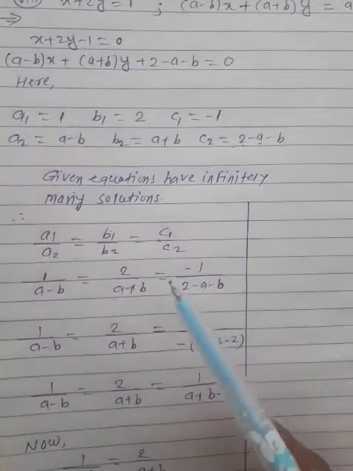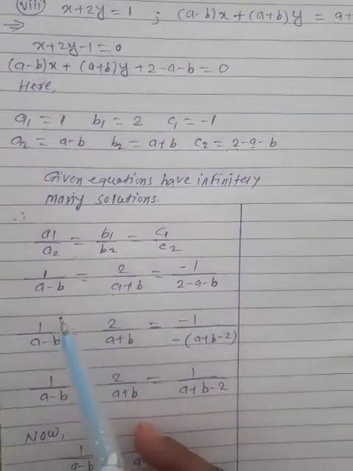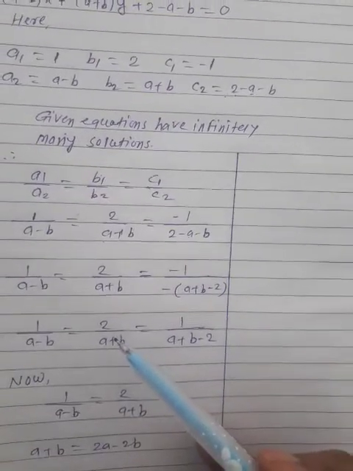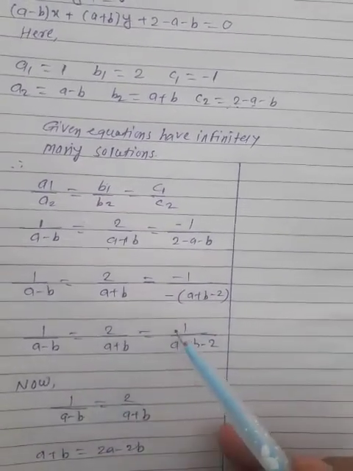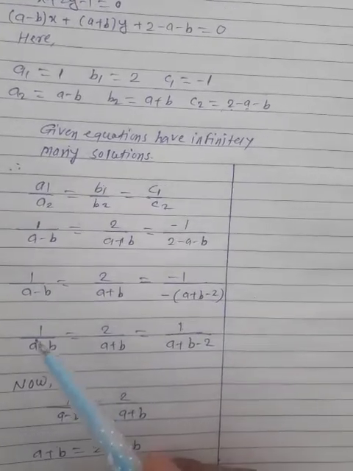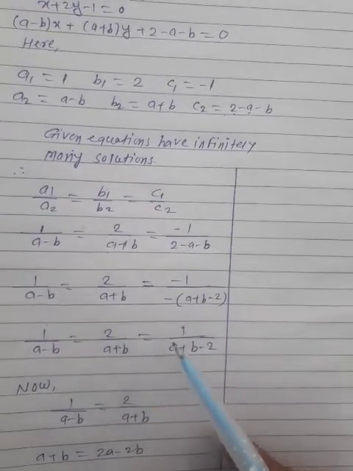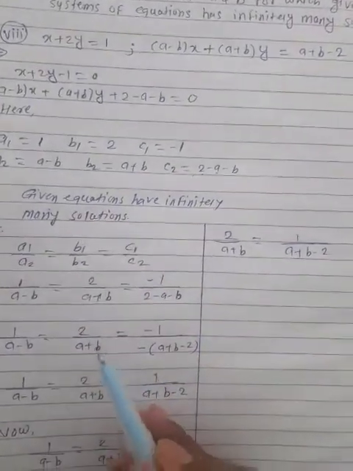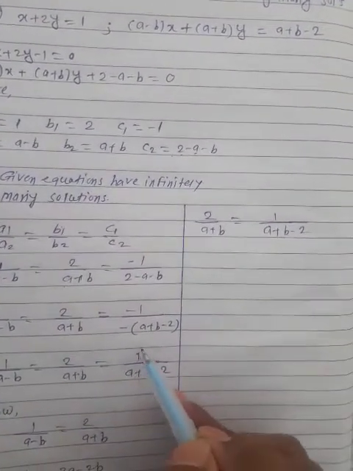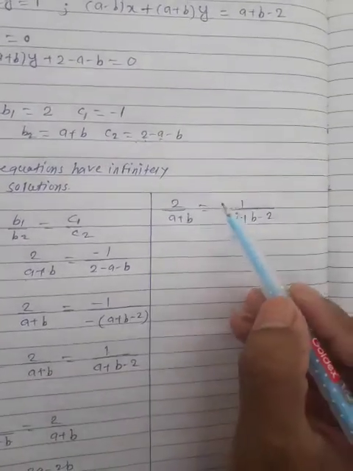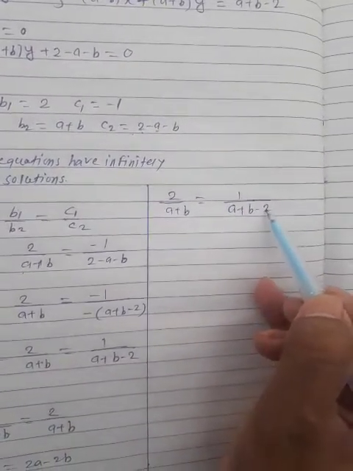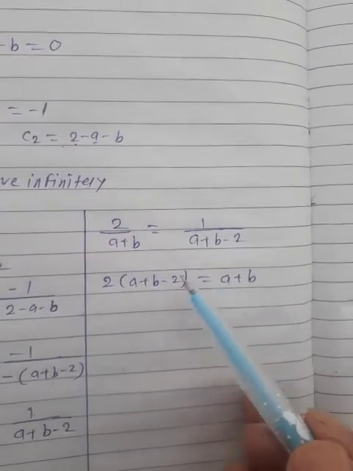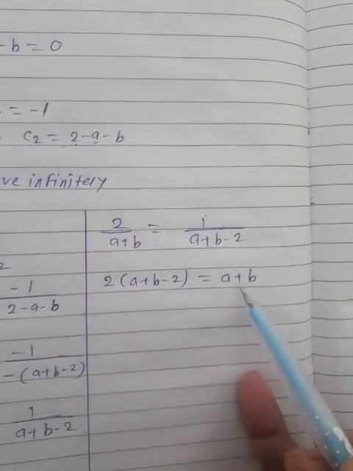Again take any one of the two ratios. We have already taken the first two ratios, so I am taking the second and third. Here 2 upon a plus b is equal to 1 upon a plus b minus 2. Again by cross multiplication, 2 into a plus b minus 2, and a plus b into 1, it is a plus b.